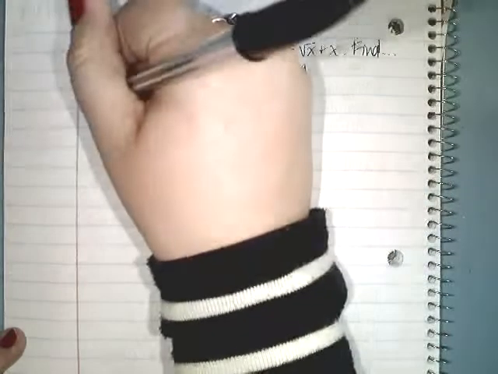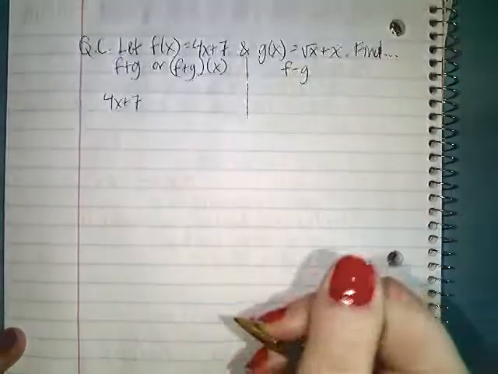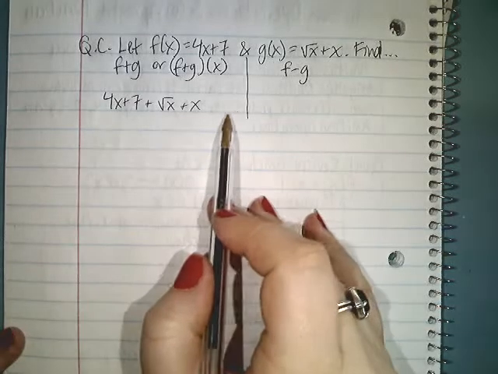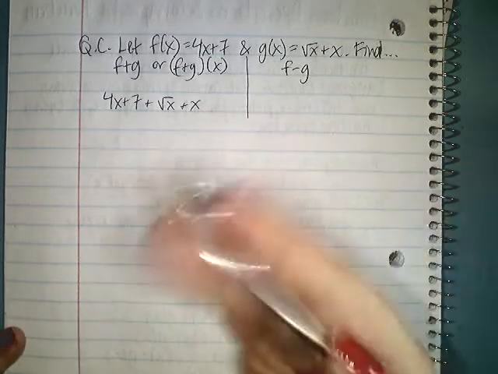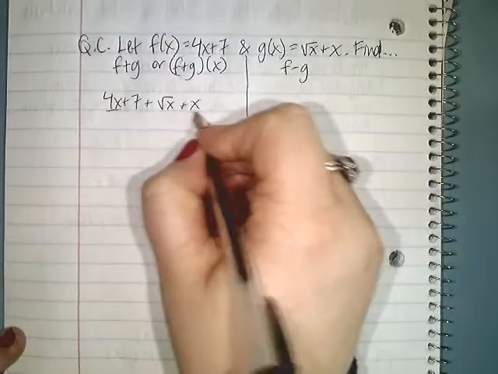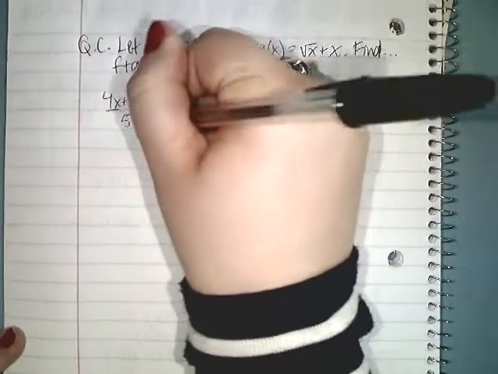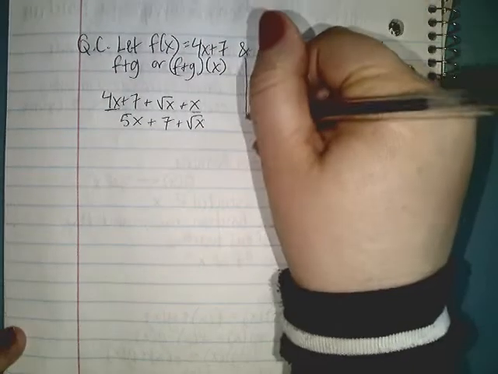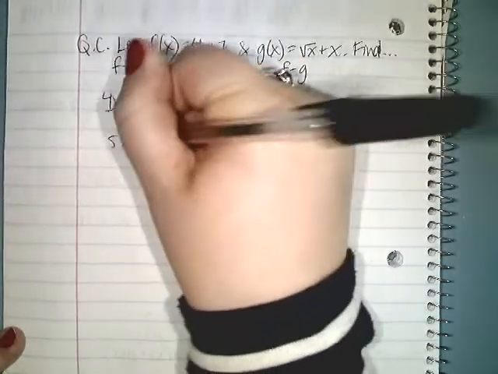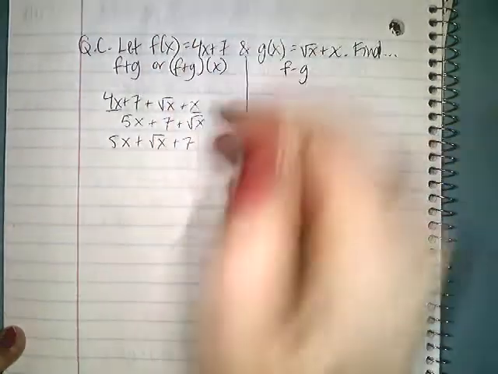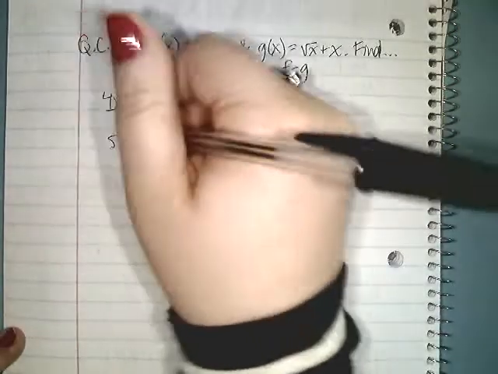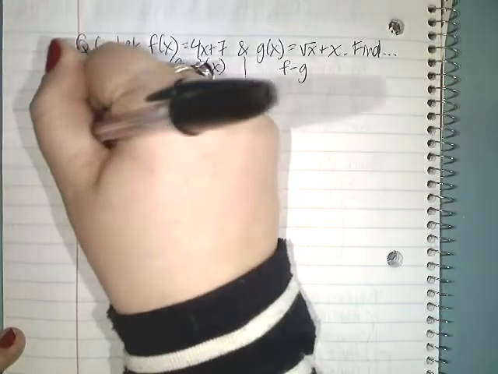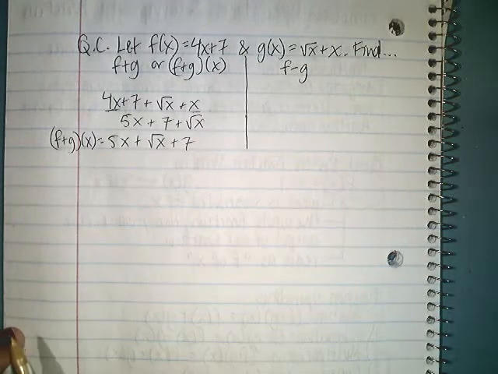What this means is I take 4x plus 7 and I add square root of x plus x, and that would be my new function. The only thing is I want to simplify and combine like terms. So I can combine 4x with x and I get 5x plus 7 plus square root of x, which traditionally you want to write the x's before the constant by descending order of degree. So my new function f plus g of x would be 5x plus square root of x plus 7.